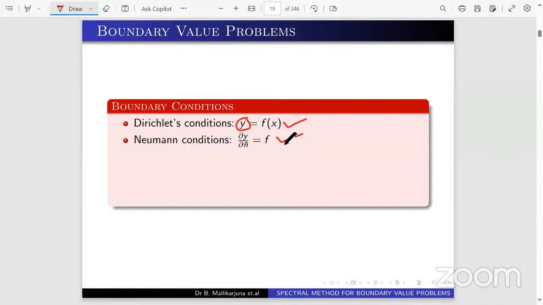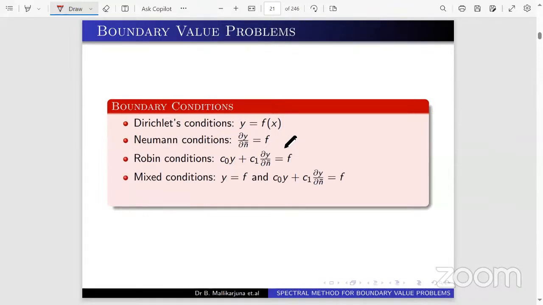Or Neumann conditions, that means the normal conditions: the gradient of the unknown with respect to its normal is a function in terms of x. This is called Neumann conditions. Together, we can call them Robin conditions, Dirichlet conditions, and Neumann conditions. There are other kinds of conditions: mixed conditions and Cauchy's conditions.